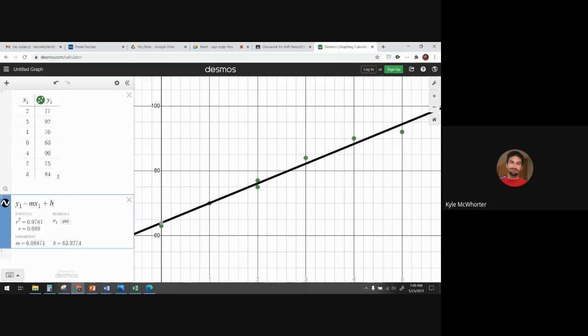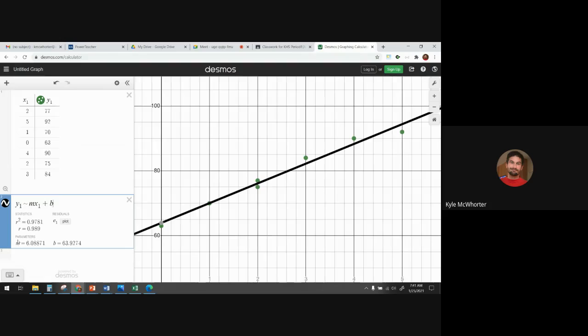Once I do that, it puts the line out there for me, and it tells me a bunch of information down here. This is like the code that you have to put in. When you do y1 squiggly mx1 plus b, it knows to do linear regression on the data. And it gives you some important information here.